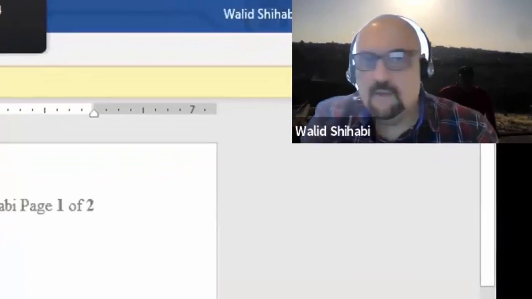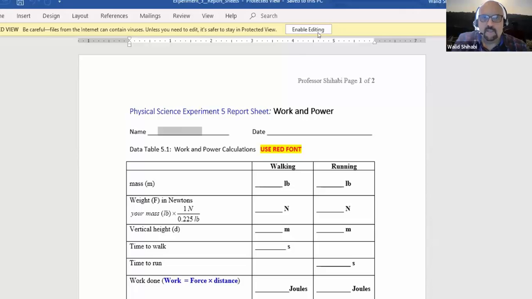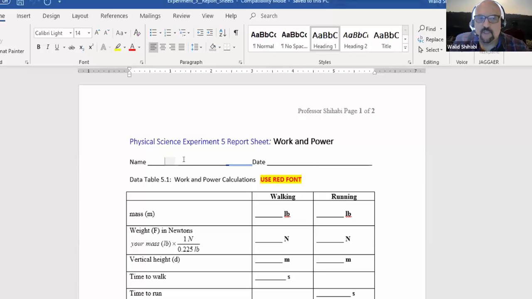So let me open the report sheet here. Okay, so this is the report sheet, and you can type into it. Make sure you type your name. So this is the document. Make sure you enable the share first so that you can type into it. So make sure you type your name, okay, guys?